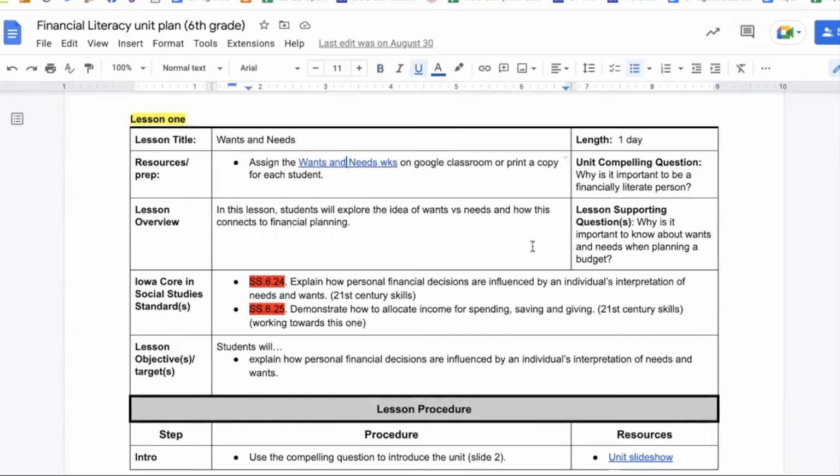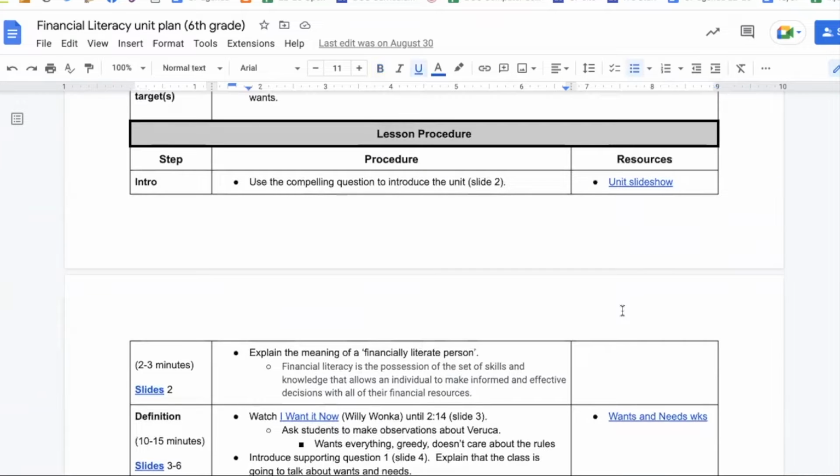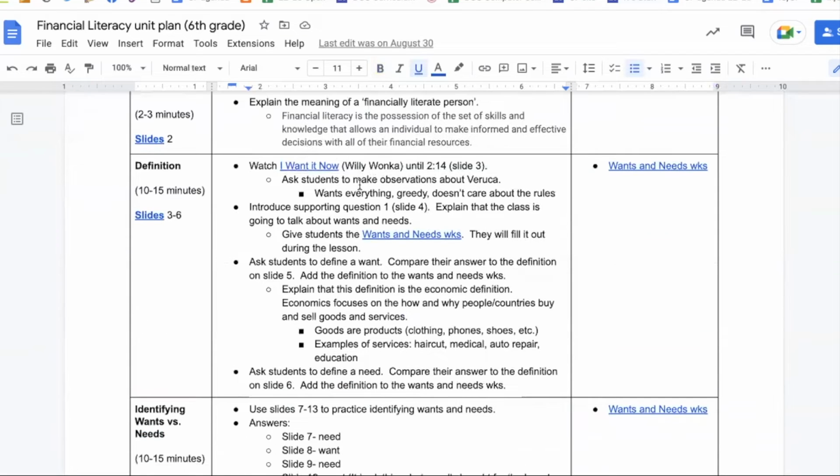In this lesson, students are going to explore the idea of wants versus needs, which is something that should be familiar from previous grades, and how this connects to financial planning. We have a compelling question that focuses on the concept of a financially literate person. Then we have a video clip of the song I Want It Now from Willy Wonka. We can make observations about Veruca, how she wants everything, how she's greedy, how she doesn't necessarily care about the rules. At that point, we can introduce supporting question 1 and give the students the wants and needs worksheets to complete during the lesson.